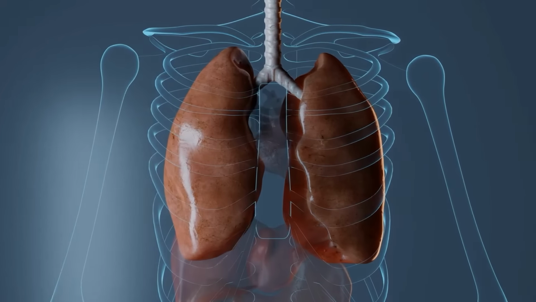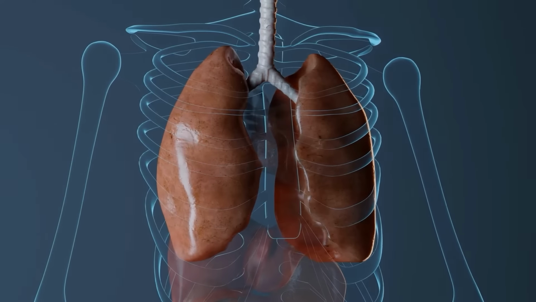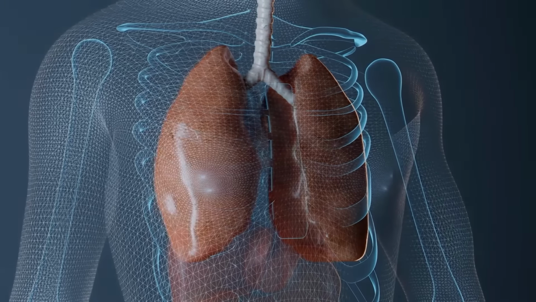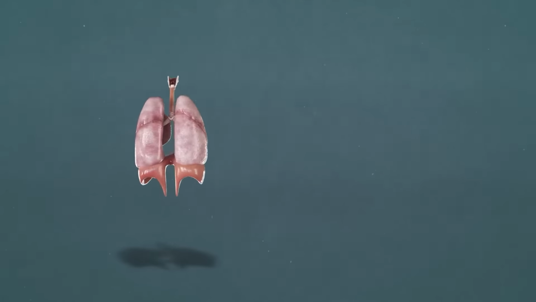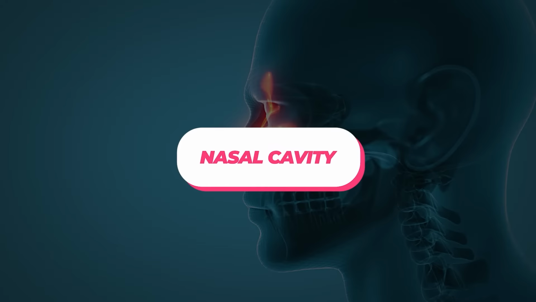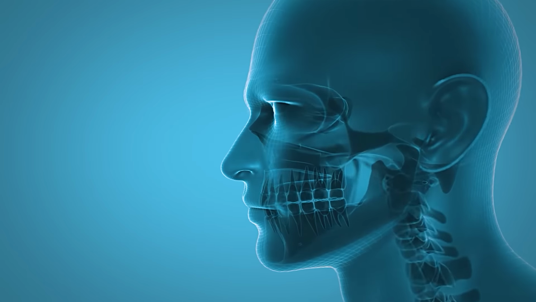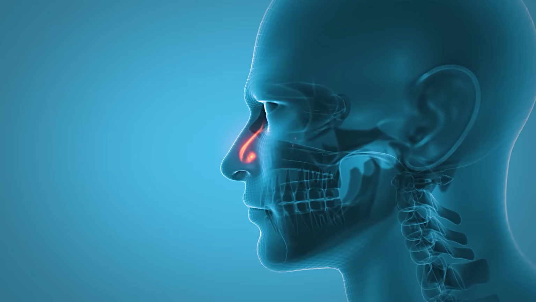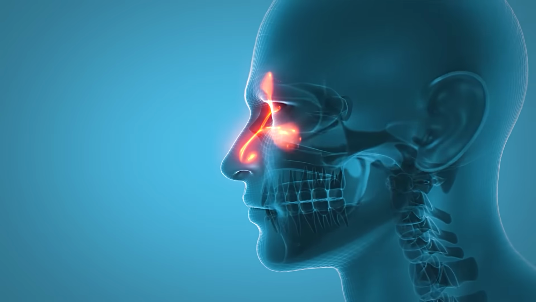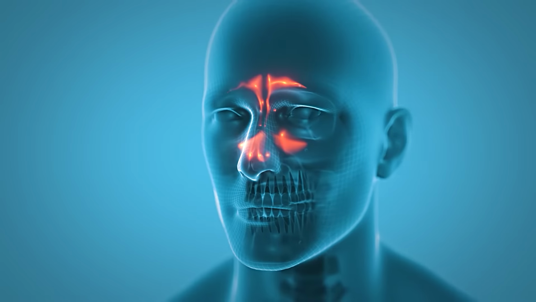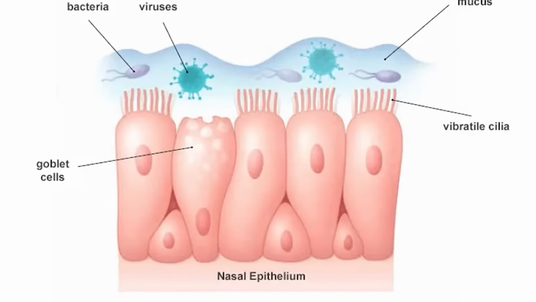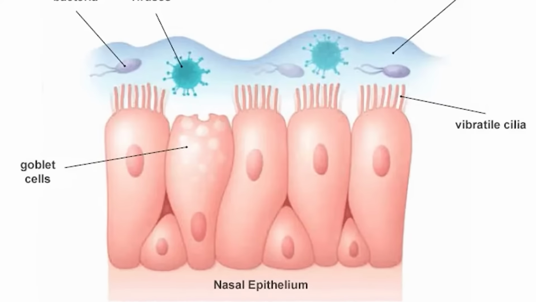It consists of the nasal cavity, pharynx, larynx, trachea, bronchi, bronchioles, and alveoli. Nasal cavity. The nasal cavity is a hollow space in the head that is located above and behind the nose. It is lined with a moist, thin membrane called the mucosa, which is rich in blood vessels and contains tiny hair-like structures called cilia. These cilia help to filter out dirt and other particles that may be inhaled.